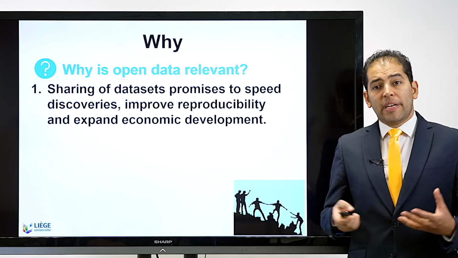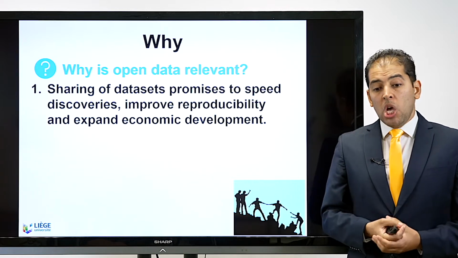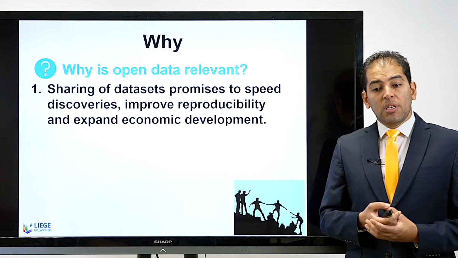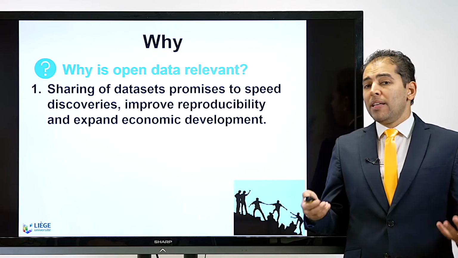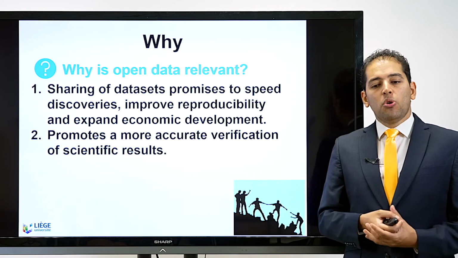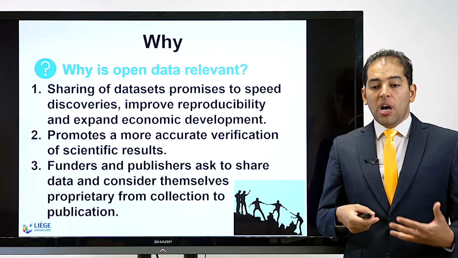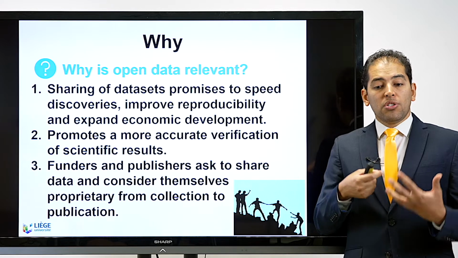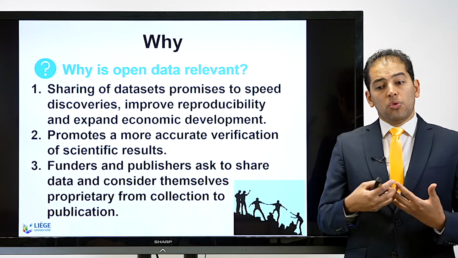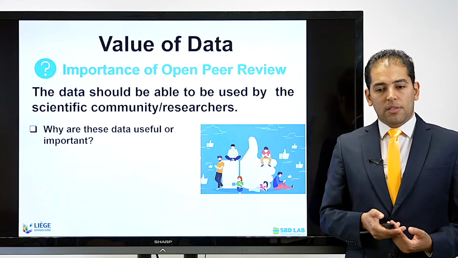Why is open data relevant and why should I publish my dataset in an article? Sharing datasets promises to speed discoveries, improve reproducibility and expand economic development in any region in the world. It promotes a more accurate verification of scientific results, and funders and publishers ask to share the data and consider themselves proprietary from collection to publication. So therefore, it is worth publishing this data in journal articles.